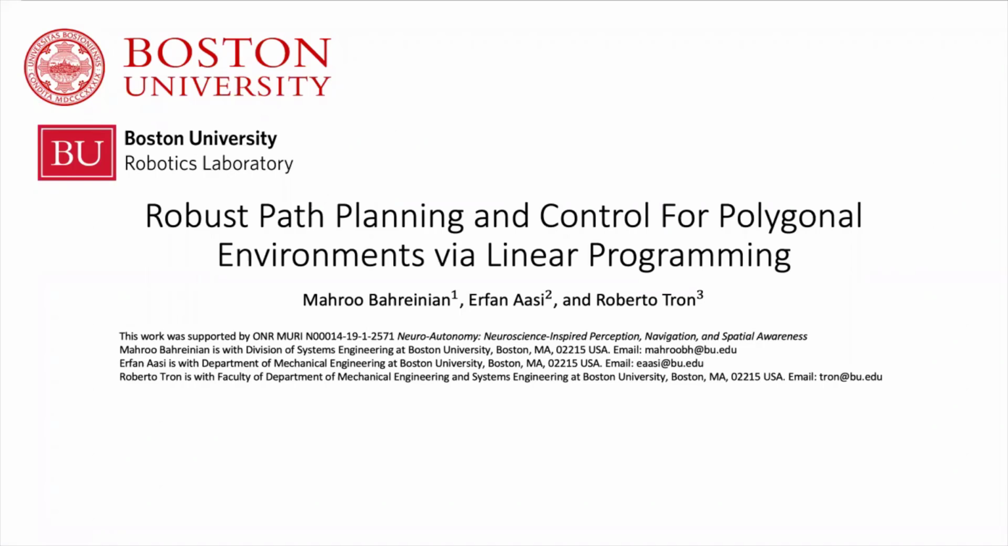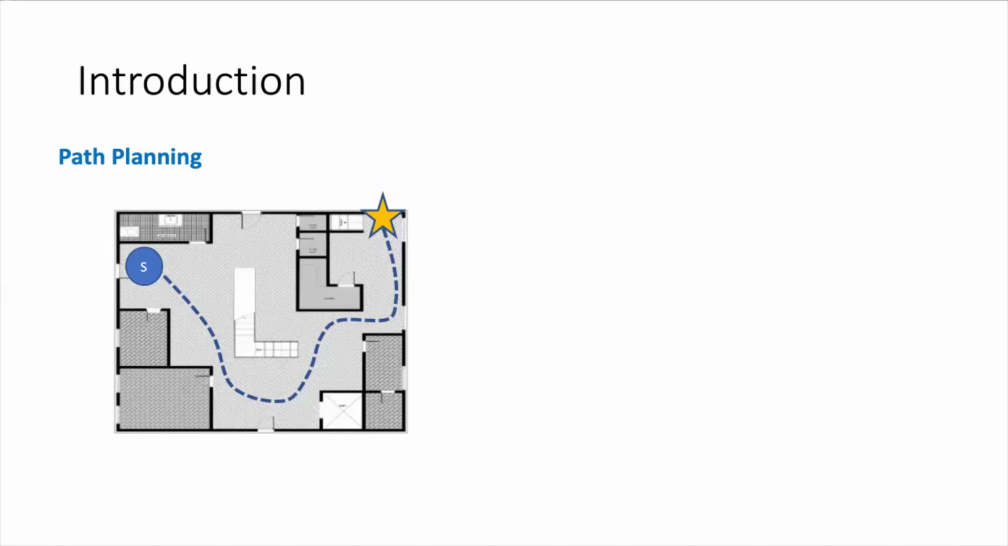Hello everyone, this is Mehru, and today I'm going to present our work on robust path planning and control for polygonal environments via linear programming. The problem of path planning is finding a path from an initial state toward a goal state while considering collision avoidance given the map of the environment.